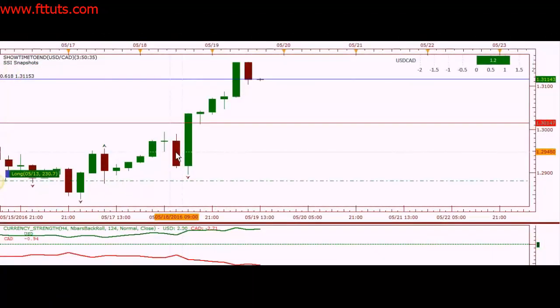Okay, so currently this is the live market here. This is the US dollar CAD, and the way I box this in, because it has an opportunity to be boxed in, first of all, it's boxed in right here.